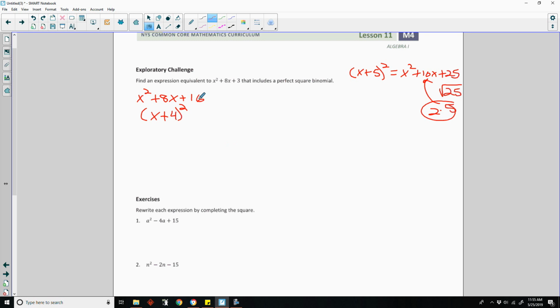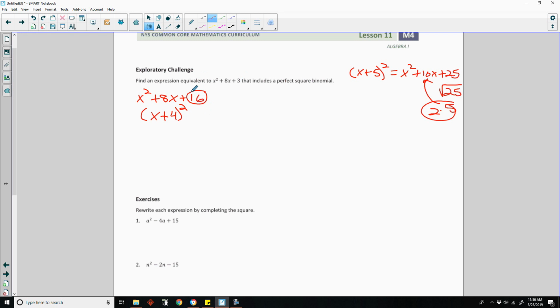And that would have given us x plus 4 squared. Because 4 squared is 16, and 4 times 2 is 8. But that's not what we have. We only have 3. So if we had x plus 4 squared, that would give us x squared plus 8x plus 16. That makes sense? And we only have x squared plus 8x plus 3. And we have a plus 16 here. Well, how do I make this last piece equal to 3? Well, if this whole thing is plus 16 and I only want 3, how much do I have to subtract from 16 to get it down to 3?